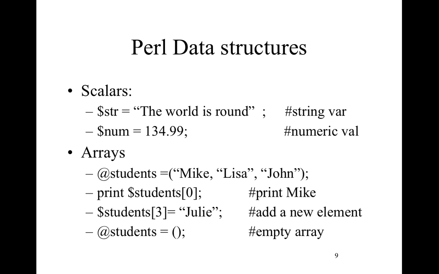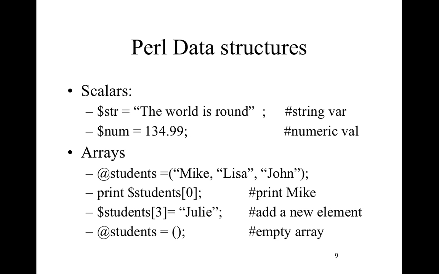From our regular old scalars, we have $str is the name of the variable. We have this $ sign in front of it. The world is round. Well, that's a string variable. And then we have a numeric value that says that number is equal to 1, 2, 3, 4, 5, or whatever, 134.99. The only difference is the quotes or the no quotes. So the quotes in the first gives it a string. You can put quotes around the number value, and you could end up with a string instead of a number quite easily.